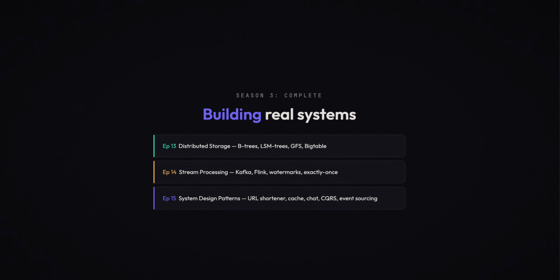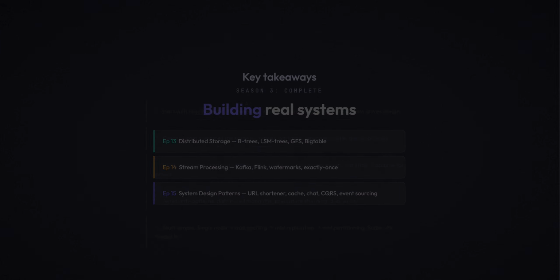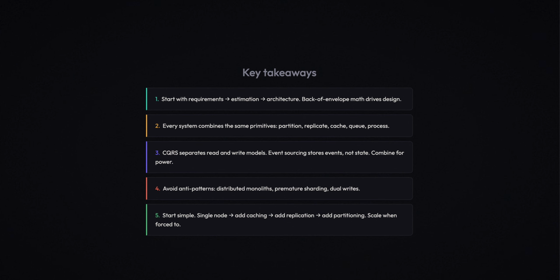Episode 15. Today, system design patterns. 3 complete system designs: CQRS, event sourcing, and the recurring patterns, anti-patterns to avoid. 3 seasons down. We've covered the theory, the protocols, and the systems. The foundation is complete. Final takeaways: 1.